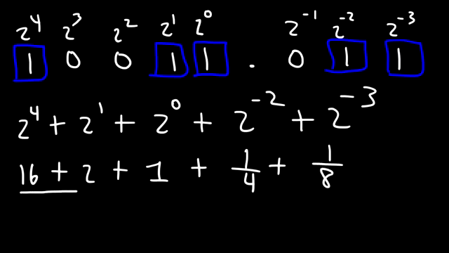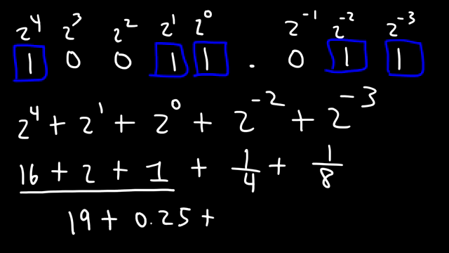So we have 16 plus 2 plus 1, so that's 19. And then 1/4 is 0.25. And 1 over 8, we said that was 0.125. So adding these three numbers is going to give us the final value of 19.375.